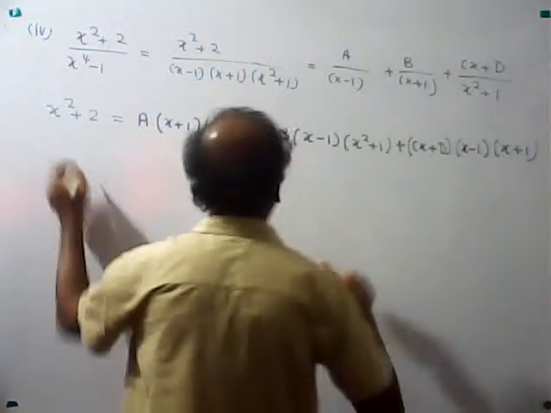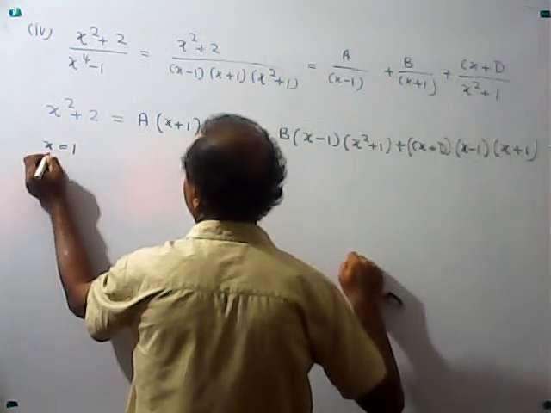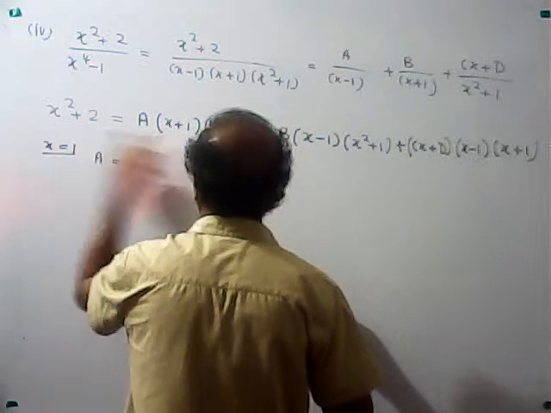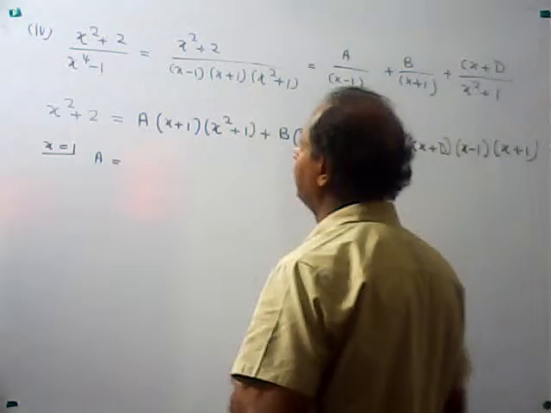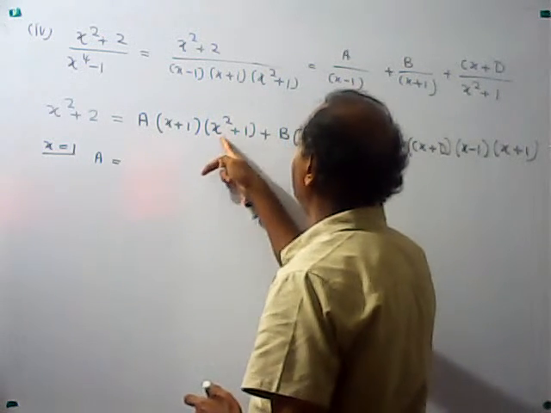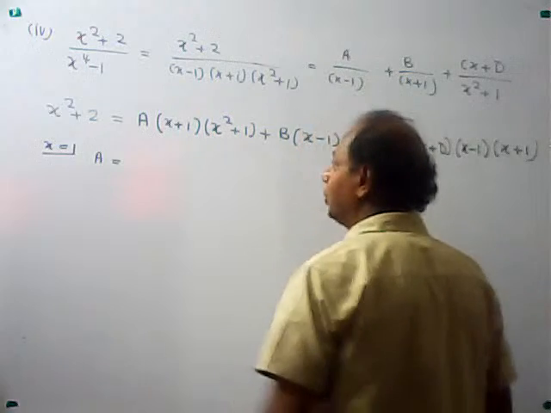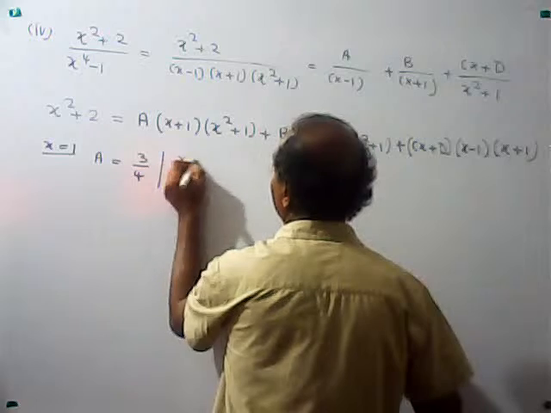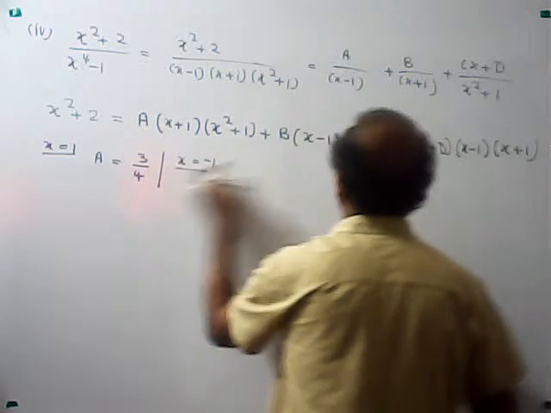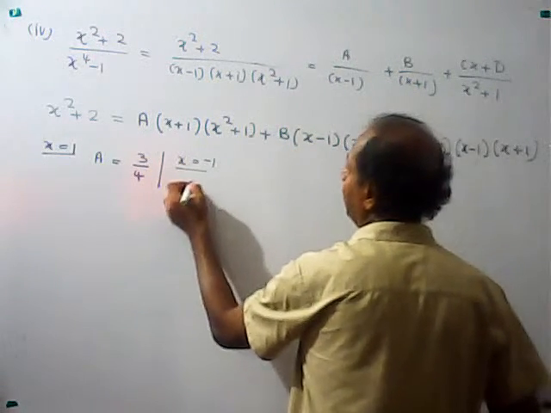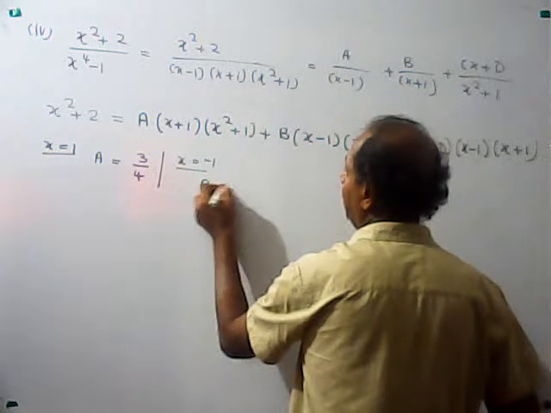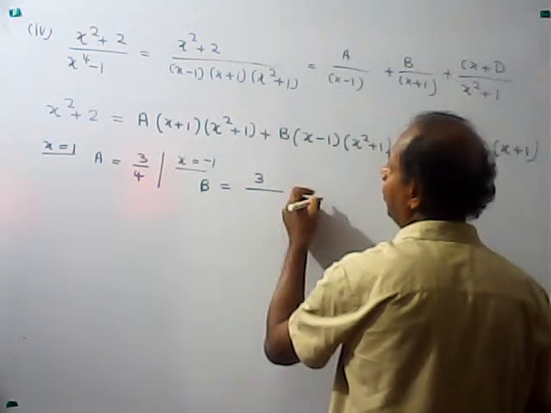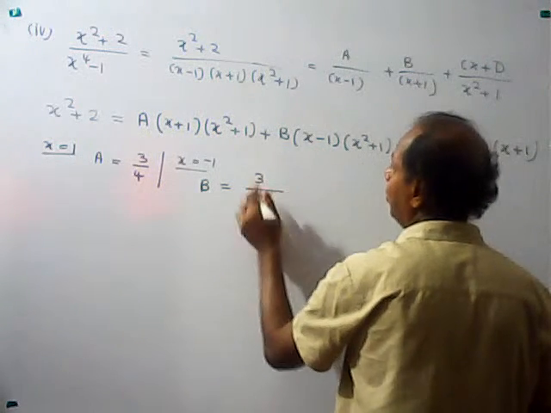So apply x equal 1, you get one answer. x equal 1 will give a equals 3 over 4. When x equals minus 1 will give the value of b. b equals again 3 over minus 4, minus 3 over 4.